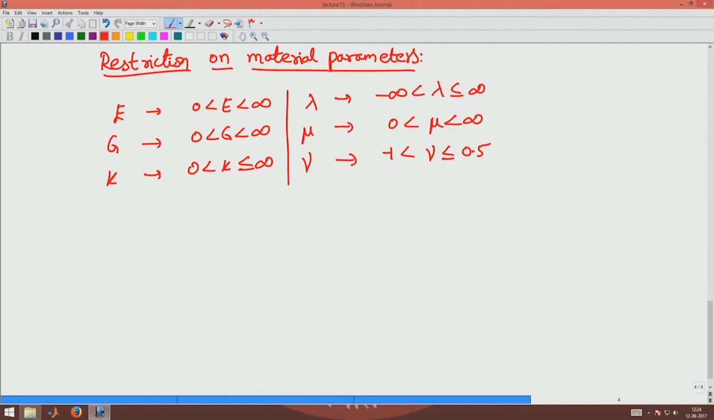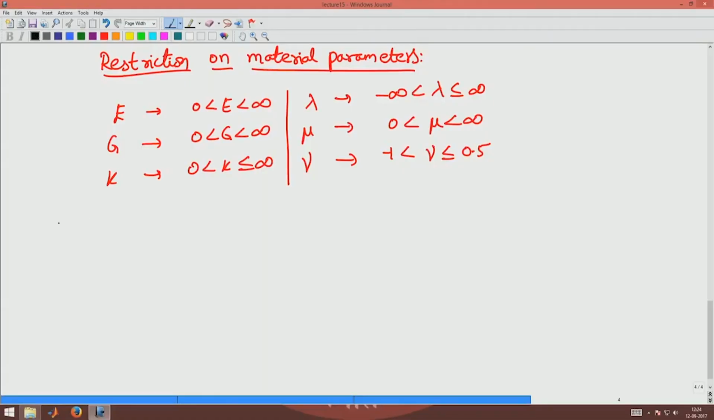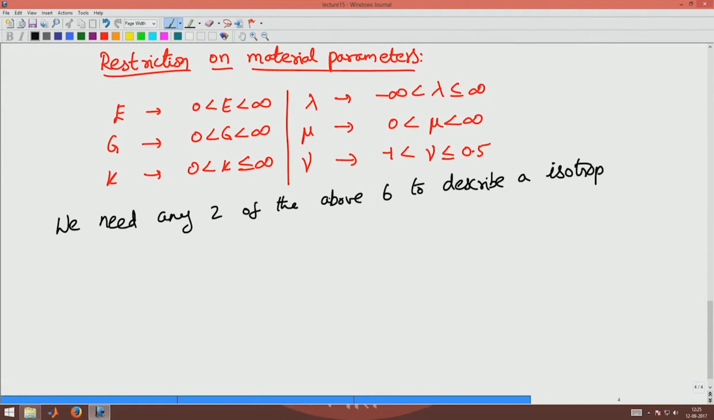Now, we have these 6 material parameters. Do you need all the 6 material parameters to describe a constitutive relation? No, you need only any 2 of this subset. Okay. So, you have 6 material parameters, we need any 2 of the above 6 to describe an isotropic linear elastic material.